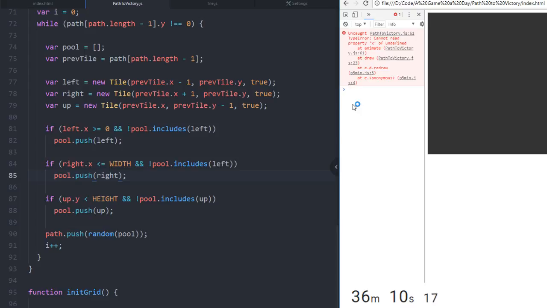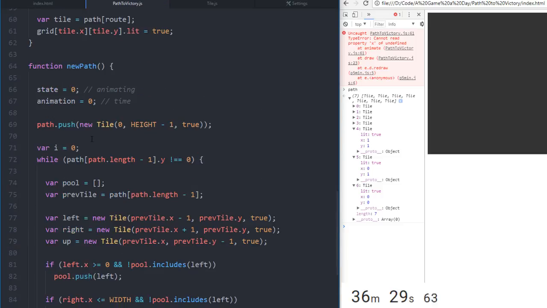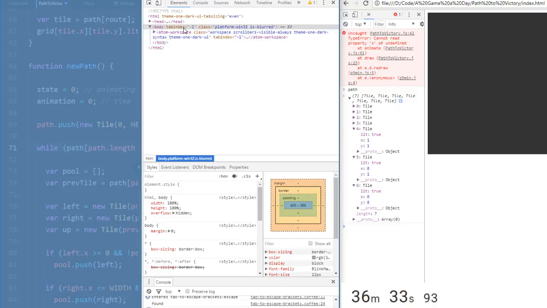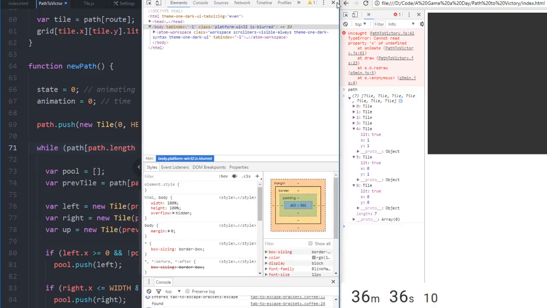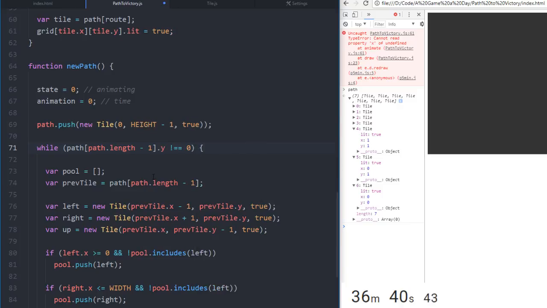And then x of undefined, path 7. We add 7, 0, 0, 0, 1. Cool. Cannot read x of undefined. So what was undefined at that point? We don't need the I anymore. I'm just going to, oops, didn't mean to do that. Don't need this either. Ooh, why did that open here? Whoa. That was... I kind of want that, though.